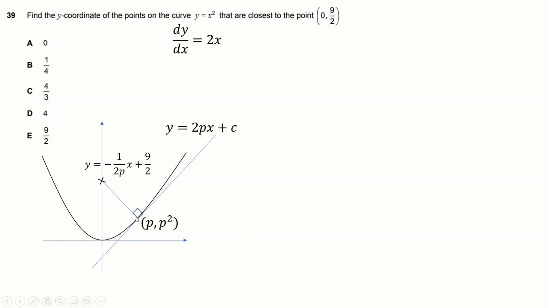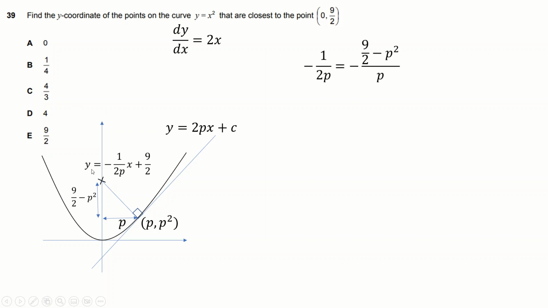At this point I got really stuck, and I went down lots of dark algebraic alleys that didn't really get anywhere, until I finally realized all I really had to do was draw a little gradient triangle in here. Obviously, this distance is p, and this distance here is 9 over 2 minus p squared. I know the gradient of this line is minus 1 over 2p, and I can also express it as 9 over 2 minus p squared over p, because that's rise over run.